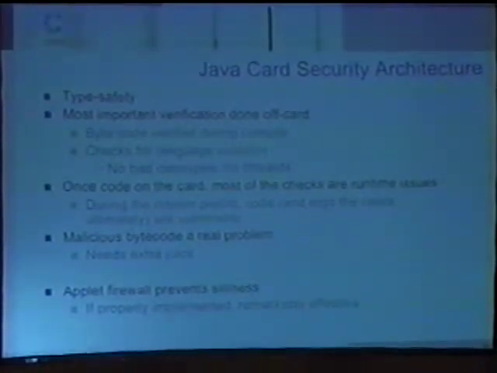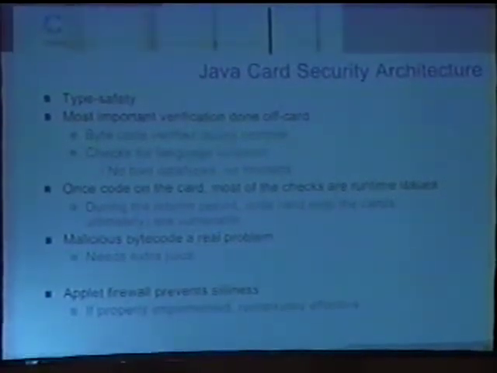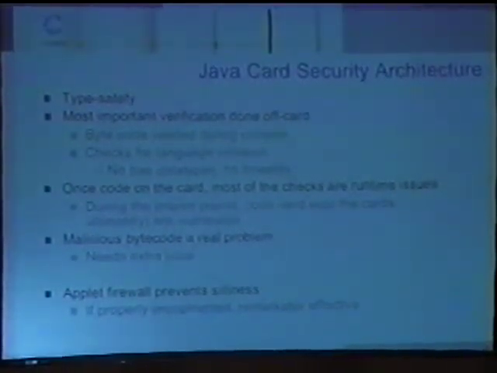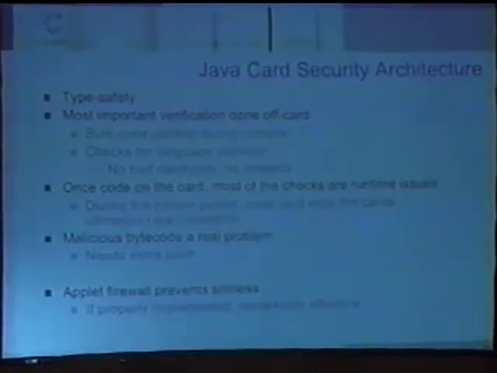Java Card security, in a nutshell: you've got type safety, this whole idea of off-card verification, and malicious bytecode. So here's the deal. You write this CAP file to disk, and it's Java bytecode, and it gets loaded onto the card and instantiated as an applet on the card. If an attacker is able to modify that bytecode, in the Java Card architecture, you have no way of detecting it.